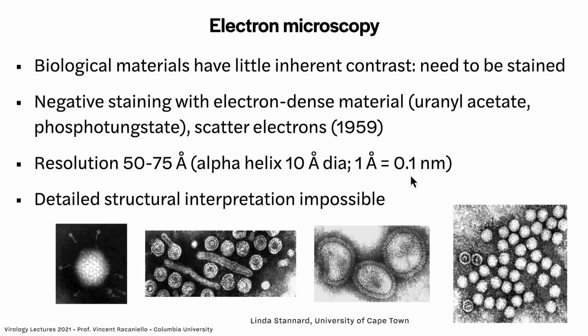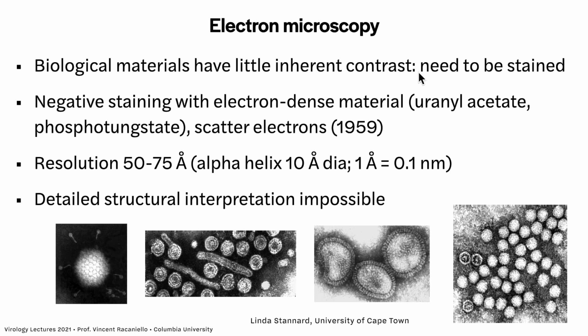Now, a little bit about electron microscopy. It's contributed a lot to structural virology, and we still use it. But the problem with electron microscopy is that biological materials have very little contrast, and you need to stain them. Of course, if you're looking at, say, tissue sections in a light microscope, you typically stain them to, say, show contrast between the nuclei and the cytosol and so forth. But the dyes you use to stain those sections, you can't use in electron microscopy because they're too big. They wouldn't tell you anything.